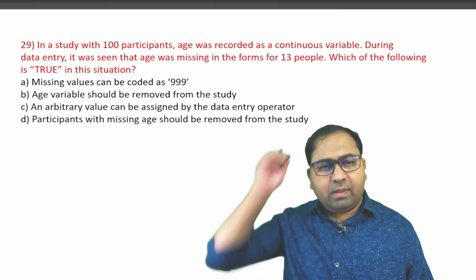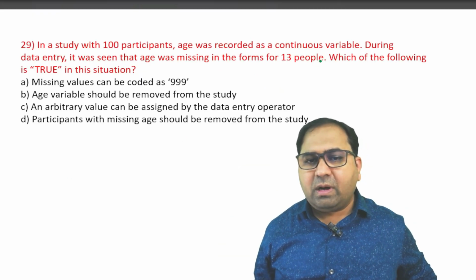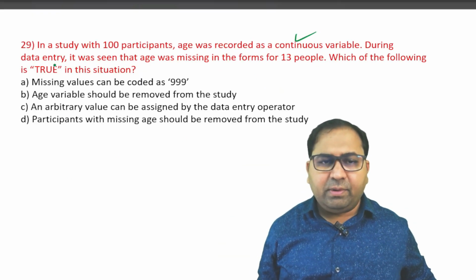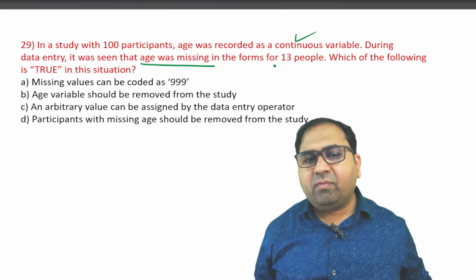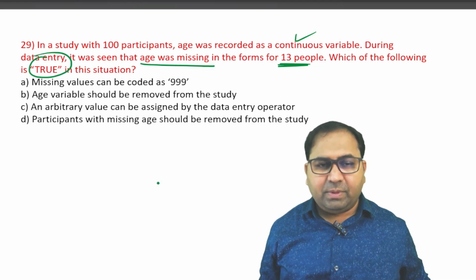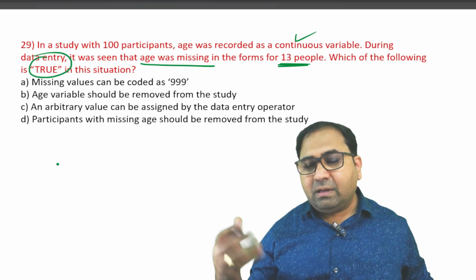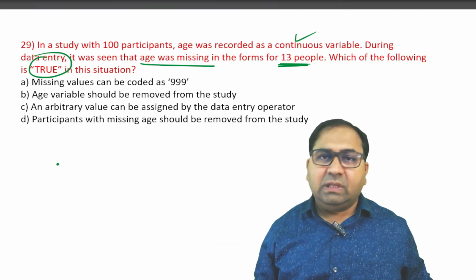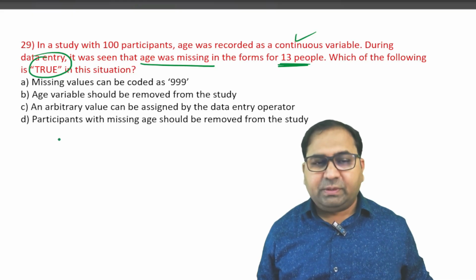Next question. In a study with 100 participants, age was recorded as a continuous variable. Then during the data entry, it was seen that age was missing in the forms for 13 people. So which of the following is true in this situation? Missing numbers, how do you code? 0, 9, 99, then 999. In this way, we have seen this previously in the previous charts. Let us see the options.